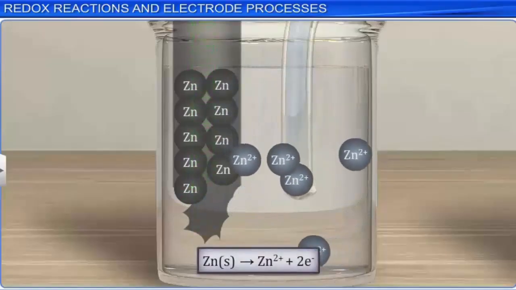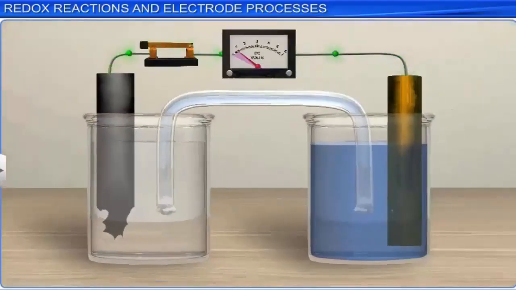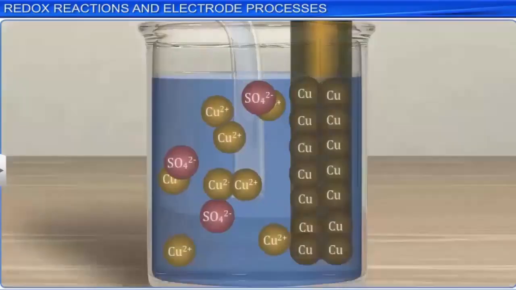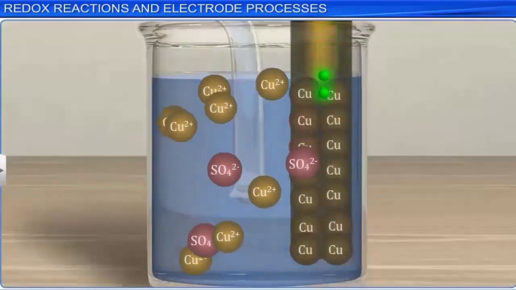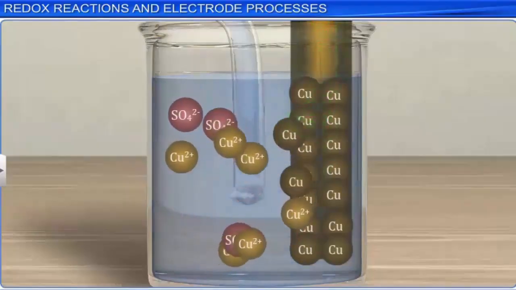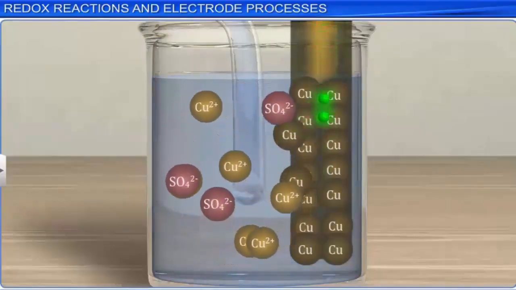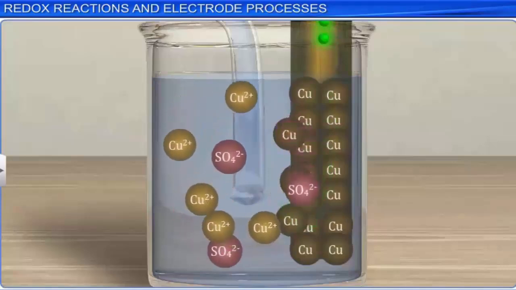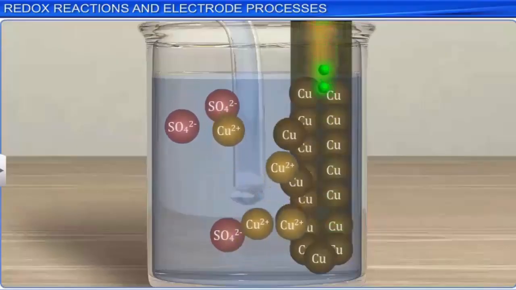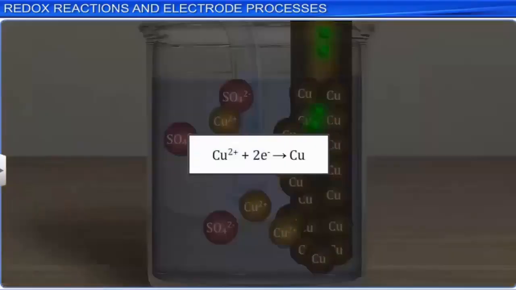The electrons move through the voltmeter wire and reach the copper rod. When the electrons lost by zinc reach the copper rod, they combine with the copper 2+ ions to form neutral copper atoms, which get deposited on the copper rod. The equation for this reaction can be expressed as: copper 2+ ions gain 2 electrons and form copper metal.